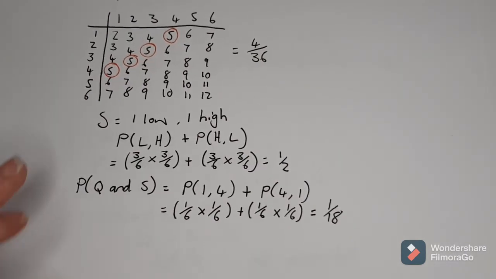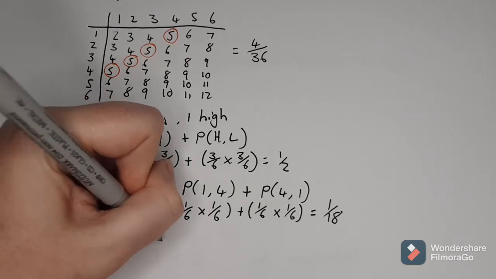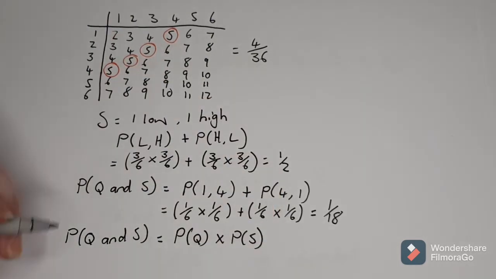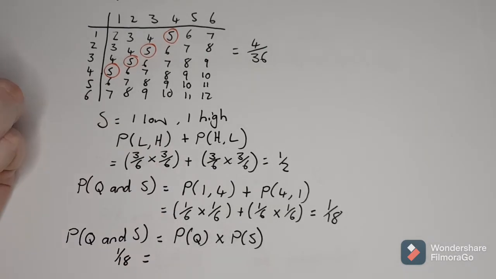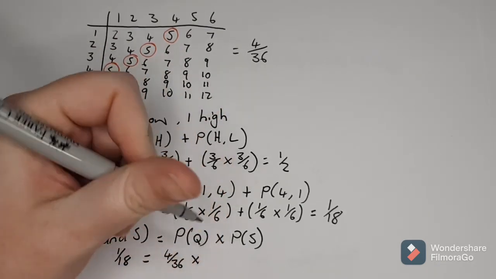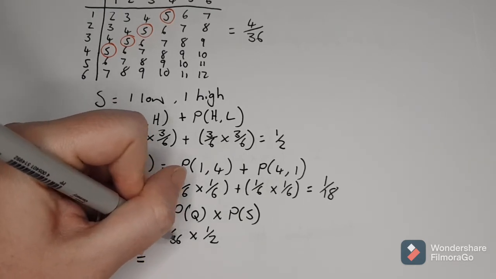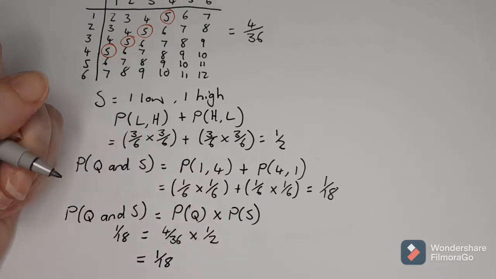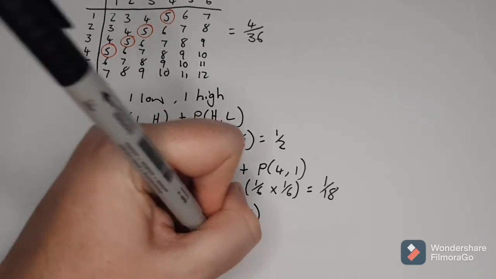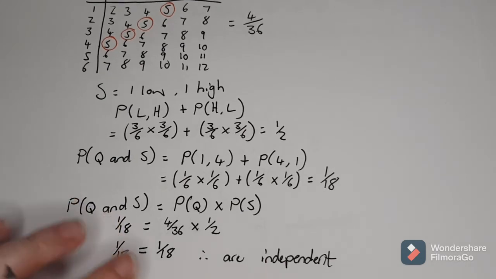So now we need to work out our independence by saying P, or the probability of Q and S, is going to equal the probability of Q times the probability of S. So Q and S is 1/18, and that's going to equal Q, which we saw over there was 4/36, times S, which is 1/2. And when we type that into our calculator, 4/36 times 1/2 gives us 1/18, and Q and S is 1/18. So that means that equals that. So therefore, they are independent because they equal each other.